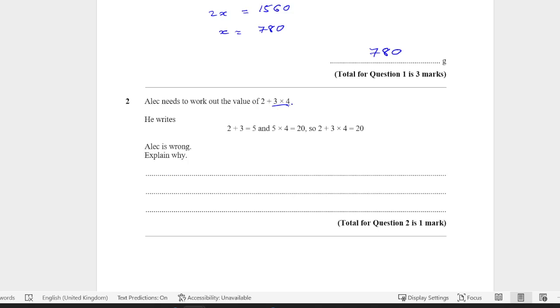So what I've done is I've underlined the bit that he's done wrong. So in effect, that bit's wrong. So my reason is going to be: by order of operations, 3 times 4 should be done first.